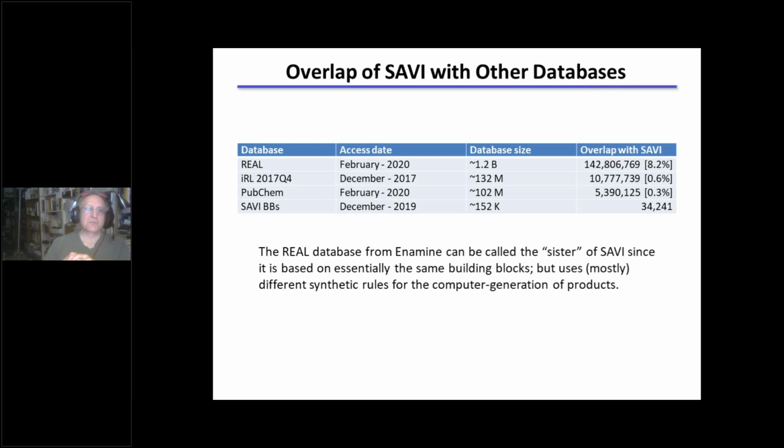Okay, and we compared it with the IRL from ChemNavigator, which was then purchased by Sigma and which merged with Merck Darmstadt. And there the overlap is much, much smaller. Of course, the size of this database is also smaller. The overlap with PubChem is 0.3%, but it's still 5 million molecules. So we have resynthesized in a single step 5 million of the PubChem molecules.